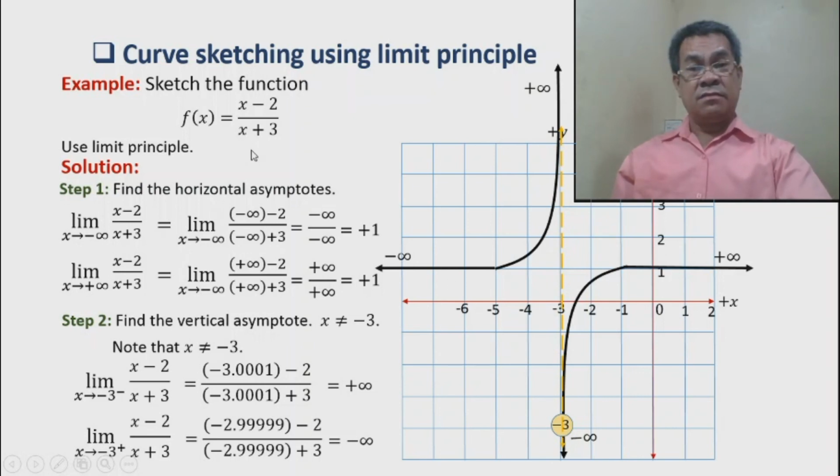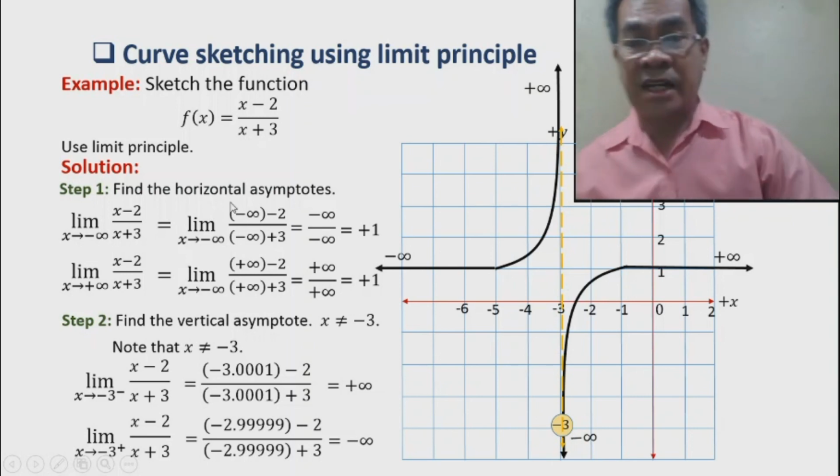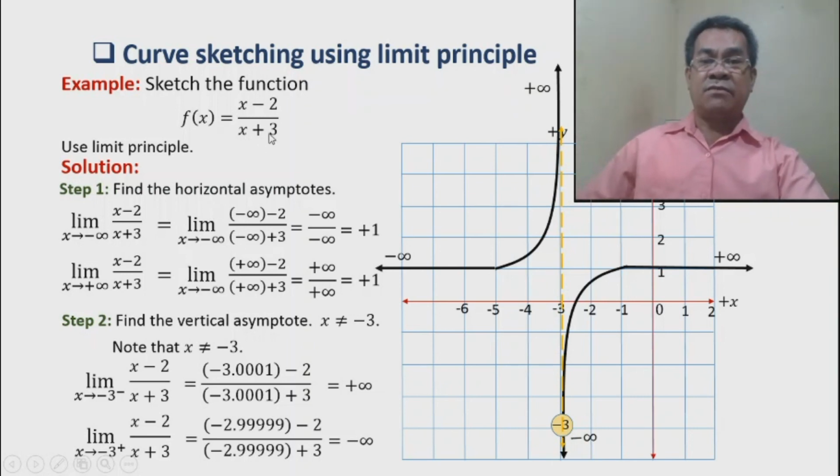Okay, that's it. This is the purpose of evaluating the limits. We can sketch the graph of this function. This is a transcendental function, remember, but we are able to see the graph using the vertical and horizontal asymptotes.